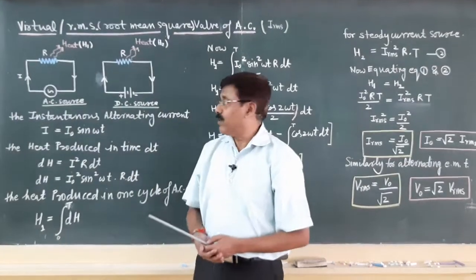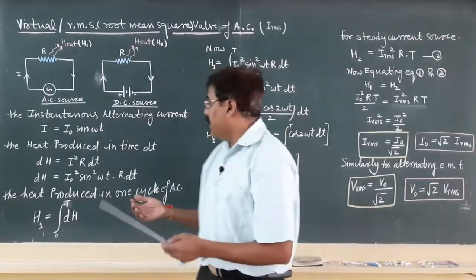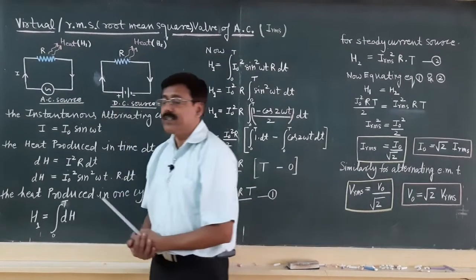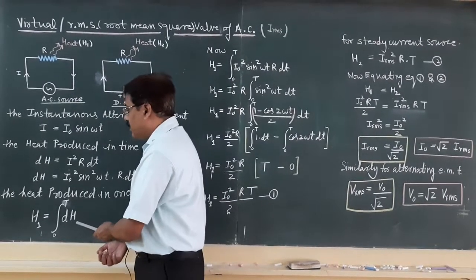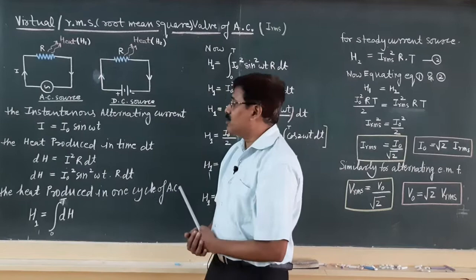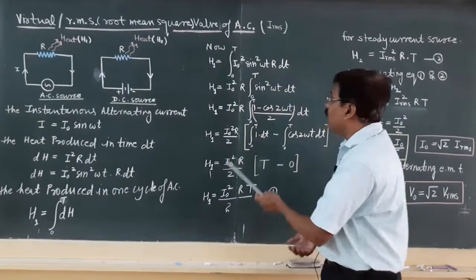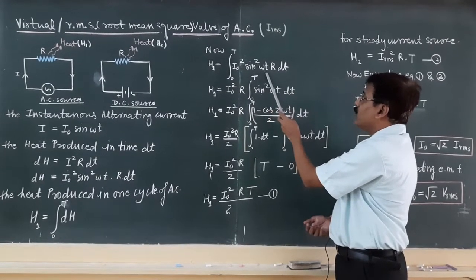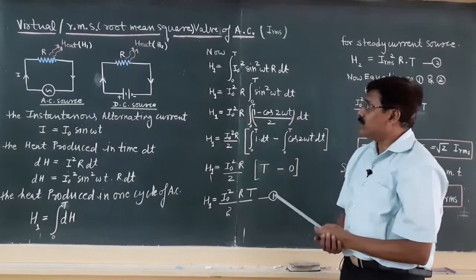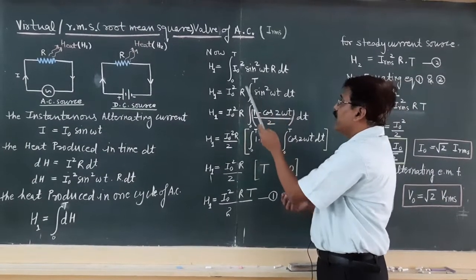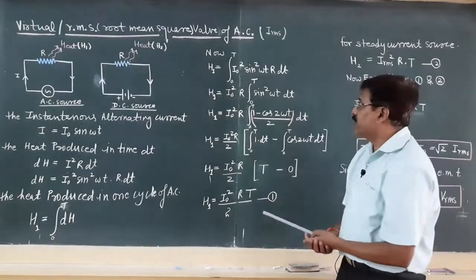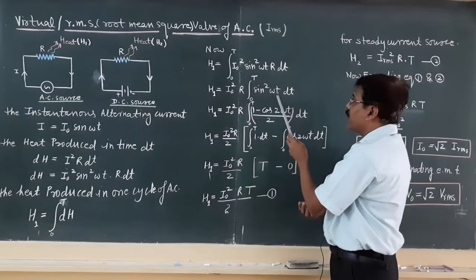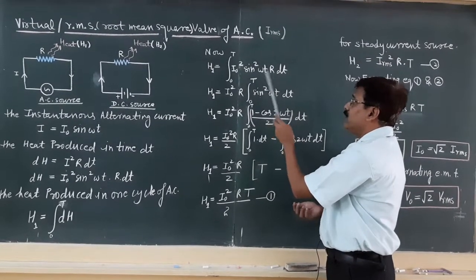But if you want to calculate the total amount of heat generated in one cycle of applied AC, then you have to integrate dH within the limits of time, 0 to T. So H1 is the heat produced when the AC source is connected. Putting the value of dH, H1 is equal to the integration of I0 square sin square omega t R dt. For integration, the constant values we take out of the integration. Then H1 is equal to I0 square R integration of sin square omega t dt, with limits 0 to T.